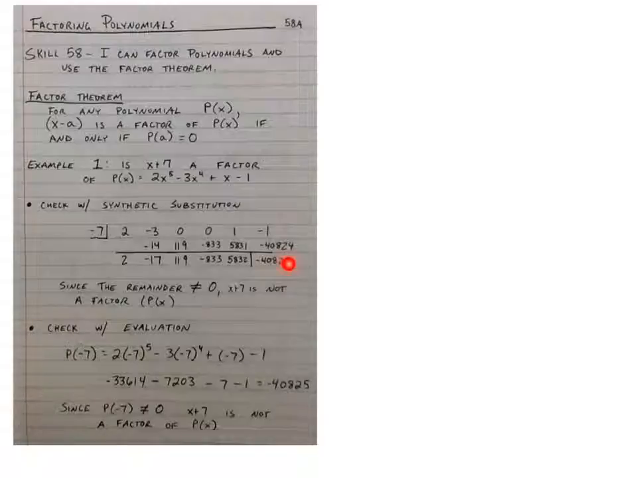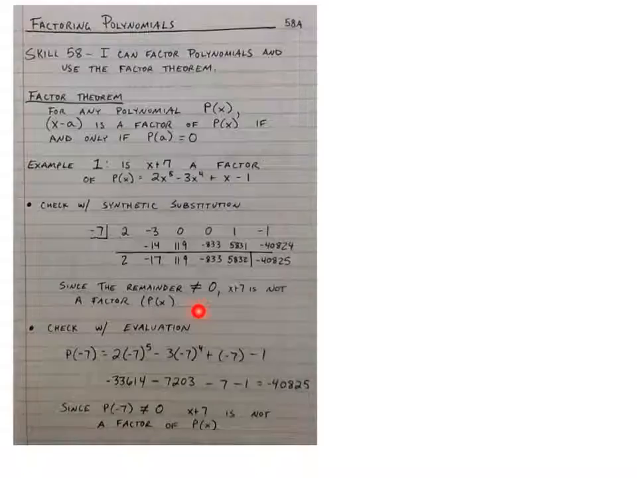As a quick reminder, I put the a value in the box, which is -7. And then I put the coefficients along the top row. 2 goes down to 2. 2 times -7 is -14. We add those and get -17. Multiply that by -7. Add those, get 119, etc. And in the end we get a rather large negative remainder of -40,825. Because the remainder is not 0, x plus 7 is not a factor of p of x.